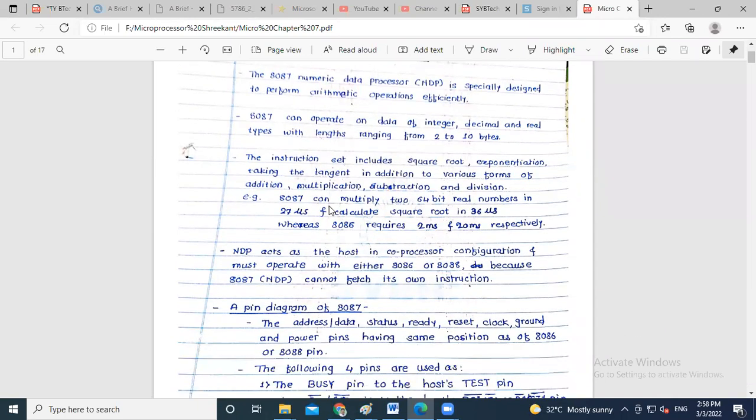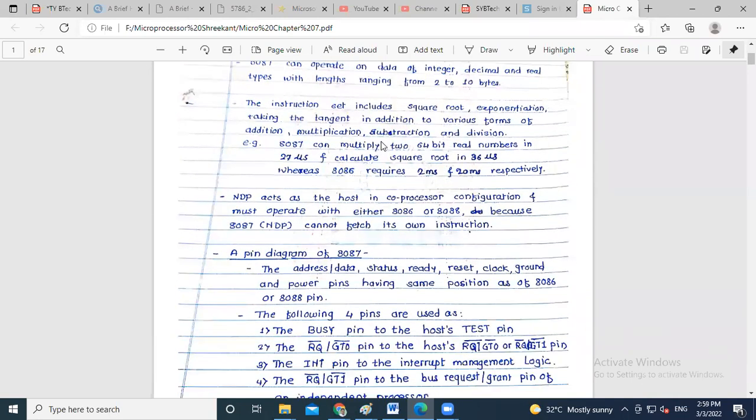Okay. So the 8087 can operate on data of integer, decimal, and real types of numbers, ranging from 2 to 10 bytes. 1 byte is equal to 8 bits, so 10 bytes means 80 bits. This range is used in the numeric data processor. The instruction set includes square root, exponential, logarithmic, and trigonometric functions, various forms of addition, multiplication, subtraction, and division. All these operations are done very easily and at fast speed.